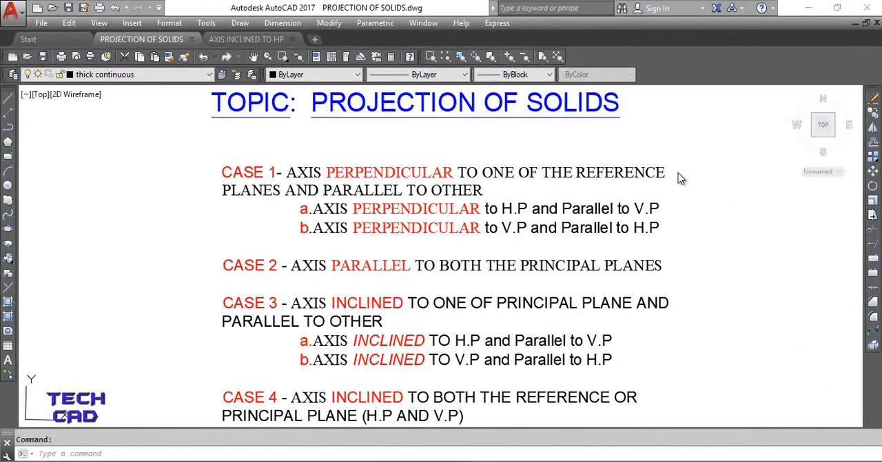So we are again here to discuss the topic that is projection of solids. Today I'm going to discuss the third case. I'm already done with these two cases. Today I'm going to discuss this third case, that is axis inclined to one of the principal planes and parallel to the other. In that case I'm going to discuss axis inclined to HP and parallel to VP. So let's see the question.